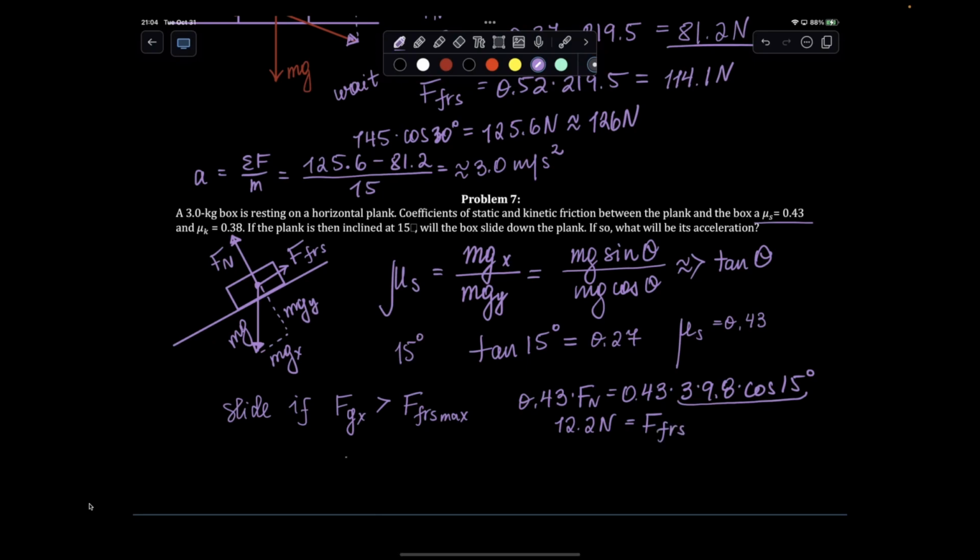Then what is my mgx? Mgx is going to be 3 times 9.8 times sine of 15 degrees. That gets me 7.6 newtons. So this downward force of mgx is actually less than the maximum force of static friction. So the object is going to stay at rest and it's not going to slide down the incline. That's how you answer question number 7.